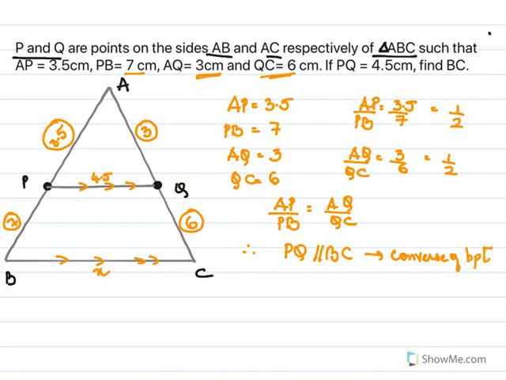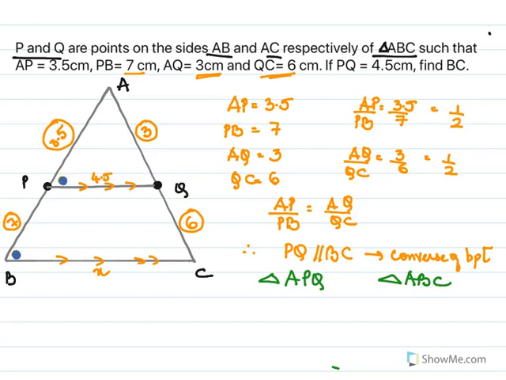Now for the next part of the sum. Here we can see two triangles, the small triangle APQ and the bigger triangle ABC. And look carefully, the two triangles are similar. We know these two angles are equal, corresponding angles. We'll put it in blue.